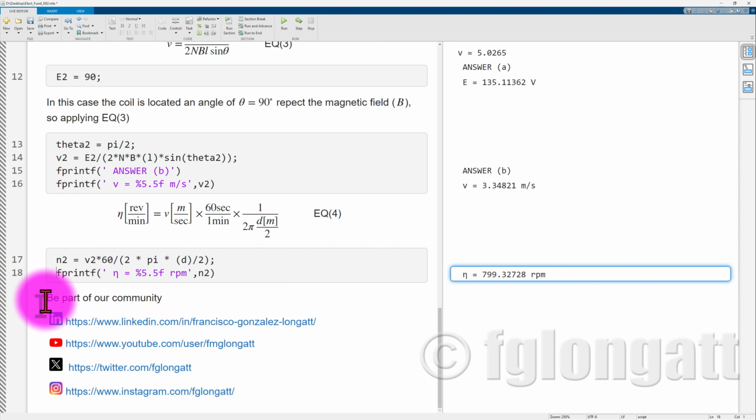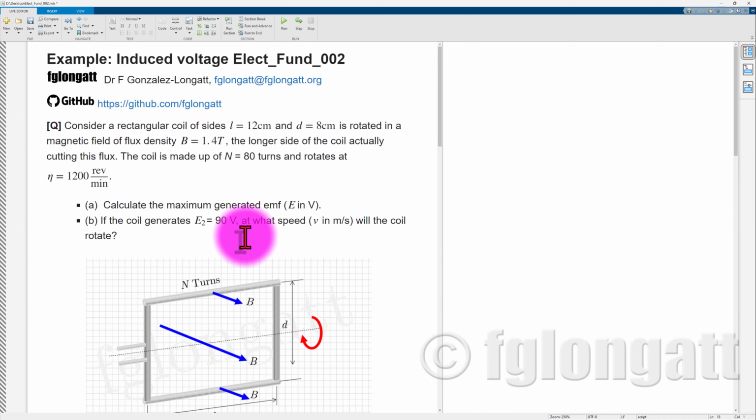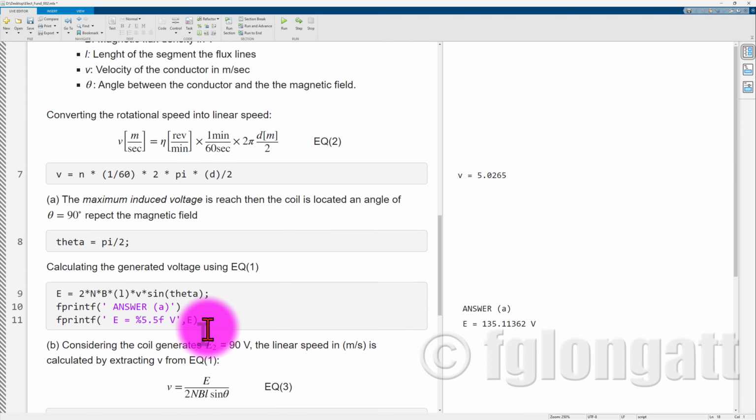Well, we are almost finishing this example. This example was related to the induced voltage of one coil that is rotating inside a magnetic flux density, a very important topic when you are working with rotating machines.